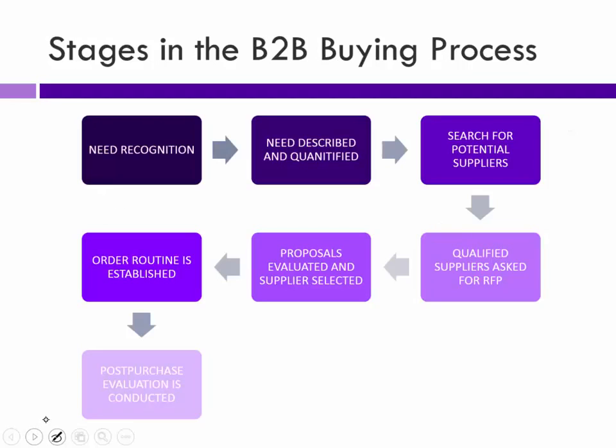This one shows you the stages in the buying process. We went through the stages in the buying process for the consumers, and you can see some of this is the same, but it's a little more detailed. Need recognition. Then we have to kind of quantify that. We have to write specifications for it. Then we search for potential suppliers. Then we ask them for, this is a request for proposal.